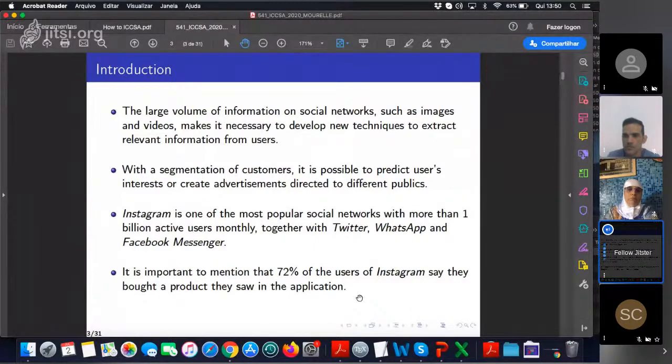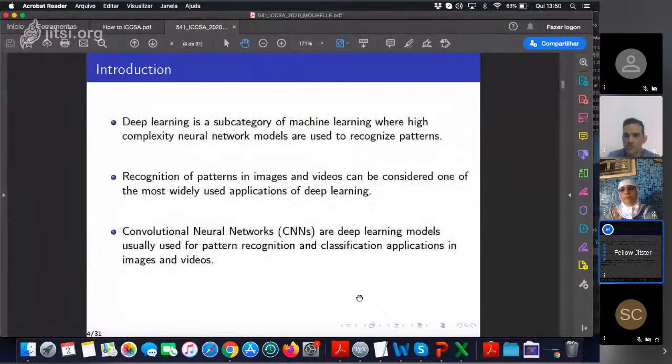Well, deep learning is a subcategory of machine learning where high complexity neural network models are used to recognize patterns. And the recognition of patterns in images and videos can be considered one of the most widely used applications of deep learning. Not only this, but it is the main case of interest. Convolutional neural networks are deep learning models, usually used for pattern recognition and classification applications directed to images and videos.